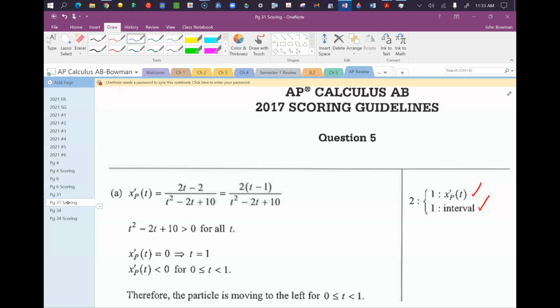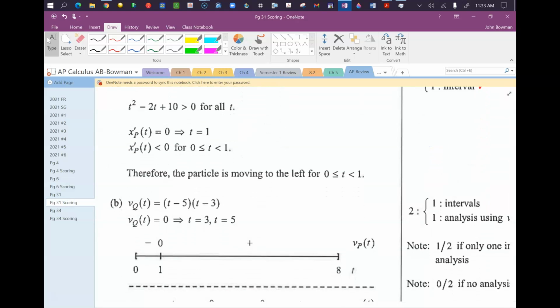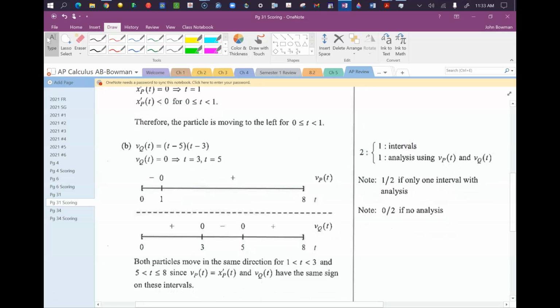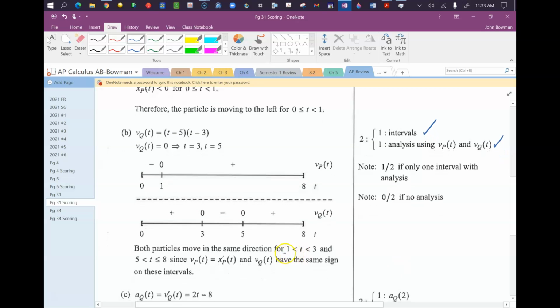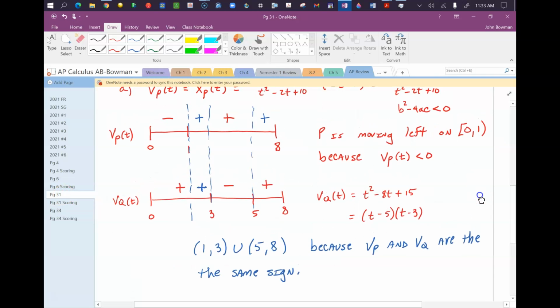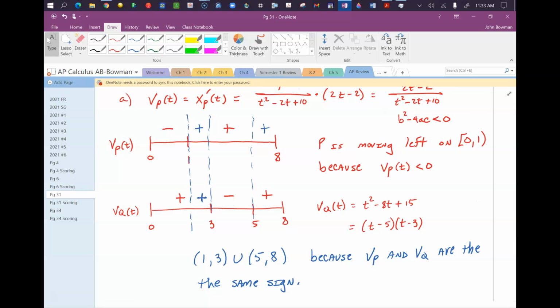So let's take a look at the scoring for that. The scoring for that, basically giving the intervals and analysis using both of the velocities. And they are from 1 to 3 and 5 to 8. You will notice I made a mistake here. I did not include 8, but I should have, because at t equal 8, both the velocities are going to be positive, so I'm going to go back and fix that.